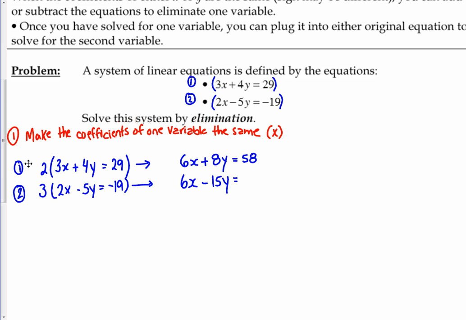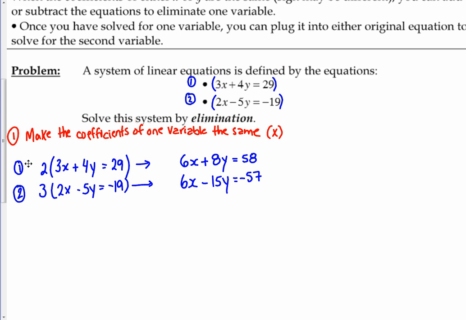A new bulb. Okay, negative 19 times 3 is what? Well, you can use a shortcut, guys. In your head, 3 times 20 is what? 60, take away 3? Negative 57. Yeah.